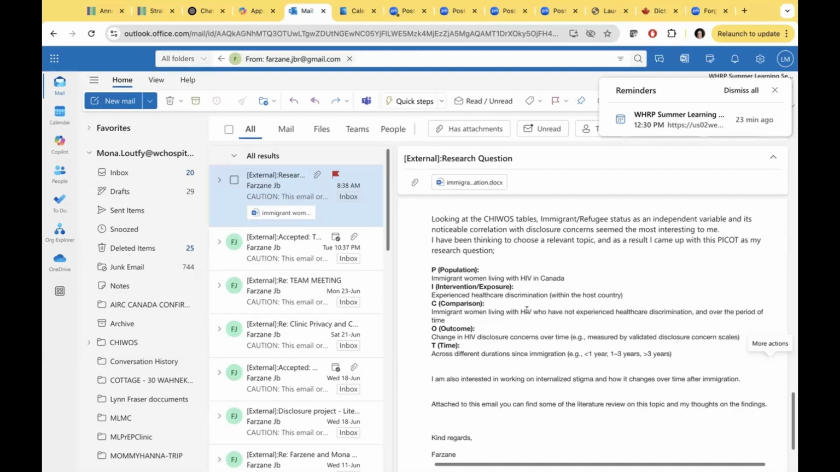Okay, it's a binary variable. You can do what type of immigrant are they? Are they non-status? Are they refugee? Are they a landed immigrant? Are they Canadian citizen? You can do, are they born in Canada, not born in Canada? You can look at duration since immigration.